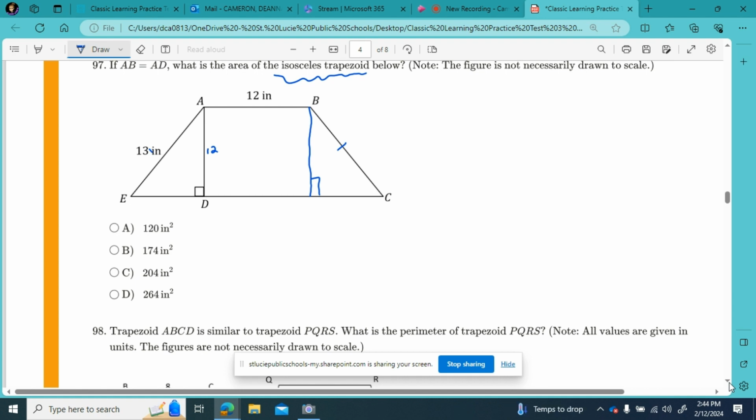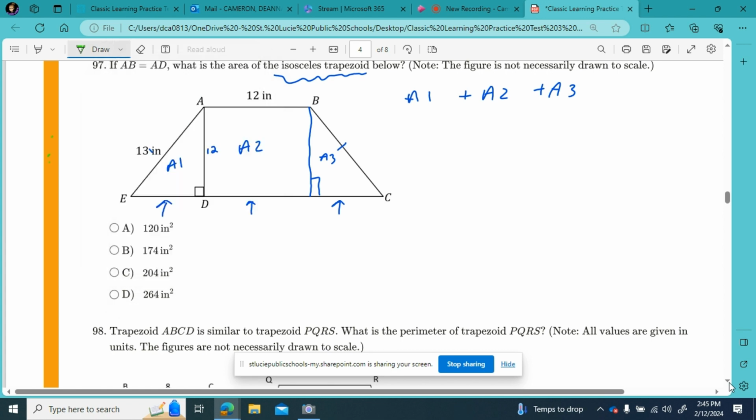we can take the area of each little piece. So we've got this triangle, this 12 by 12 would be a square, and this triangle over here will have an equal area to this triangle on this side. So we can take area 1 plus area 2 plus area 3 to give us the combined area of our whole entire trapezoid.